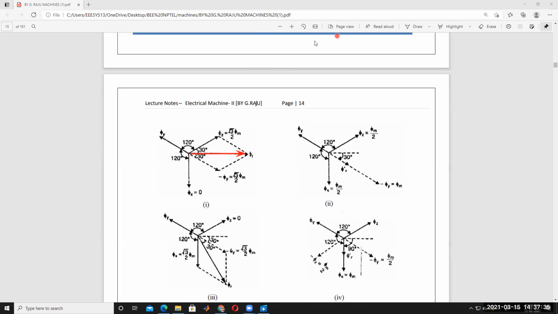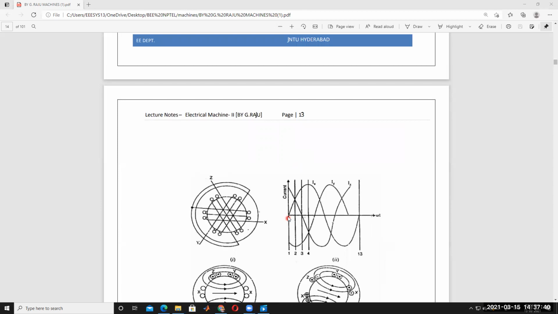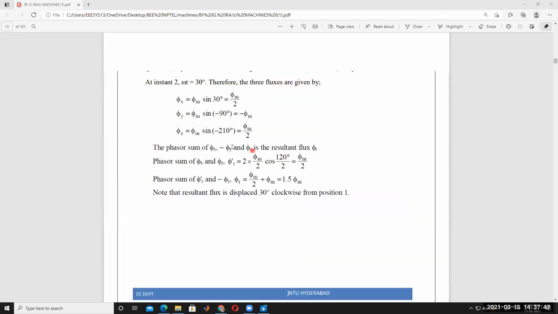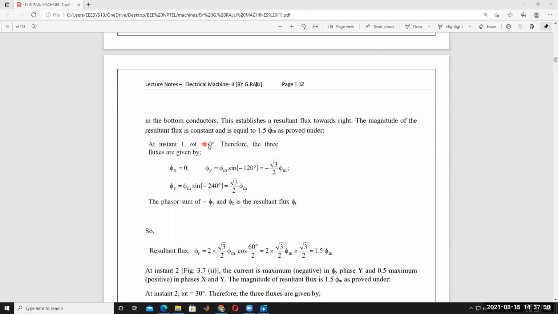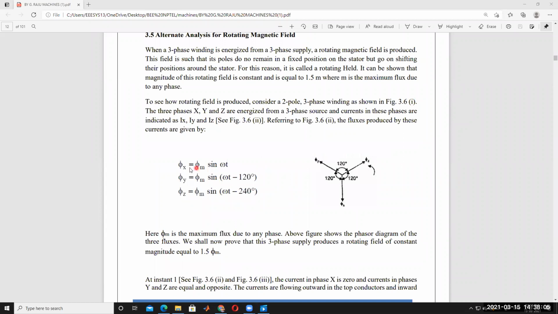It's clear? And then similarly, we have to find the resultant flux direction at the second instant, omega t equal to 30 degrees. Omega t equal to 0, case 1 is over. At instant omega t equal to 30 degrees, substitute omega t equal to 30 degrees, and then the three fluxes are given by phi x equal to phi m sin 30. Am I right?